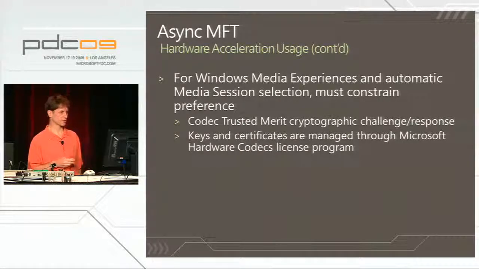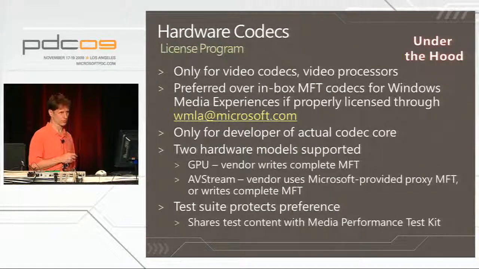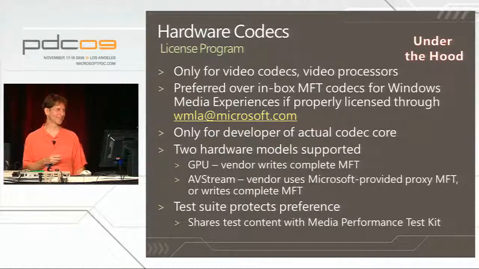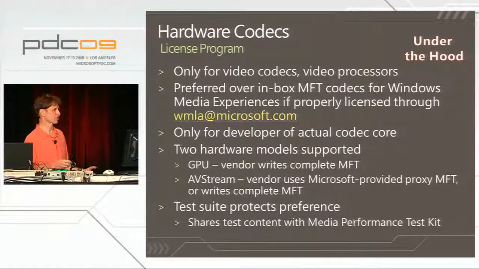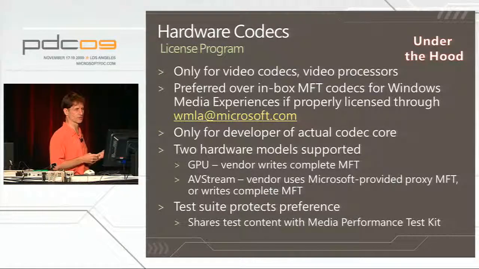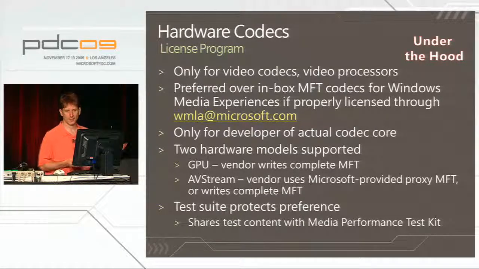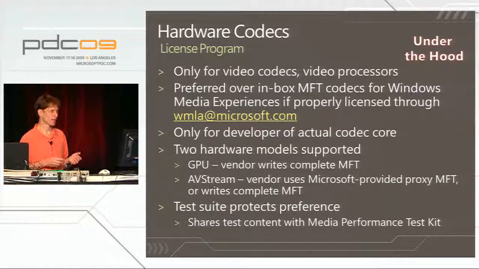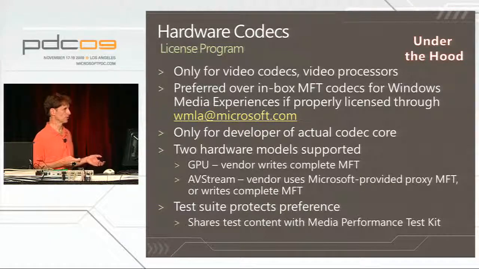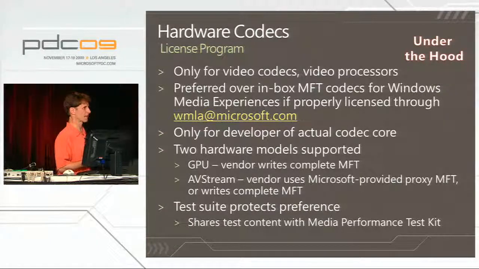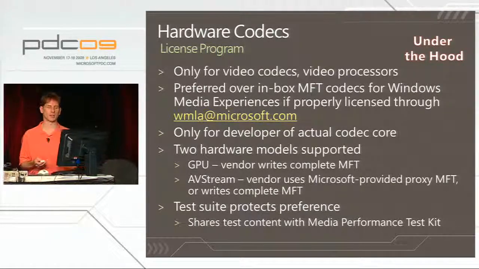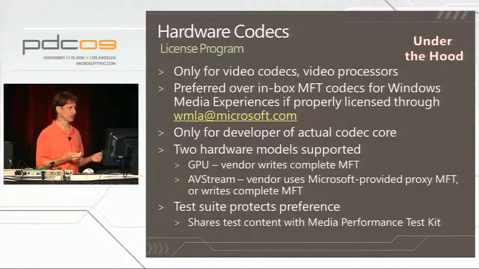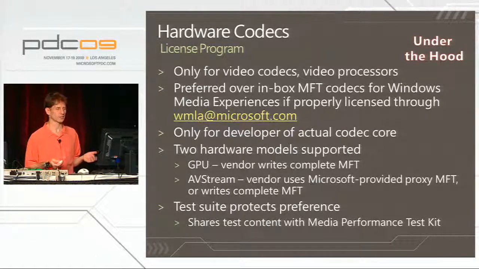This all goes down to a licensing program. I'm going to go through this very quickly, stealing a little bit from Matt Pietrek. The way we structured this in terms of constraints for Windows 7 is only for video codecs and processors. These things get preferred if you go through the license program. And we'd have a one-to-many relationship if we allowed anyone who could consume a hardware codec to wrap it into an MFT, so it's limited to the actual IHVs that make the core codecs.